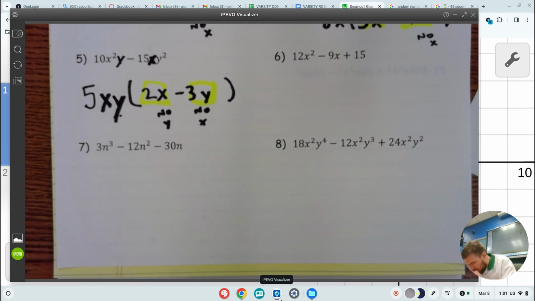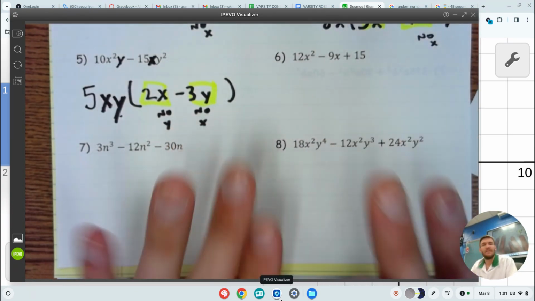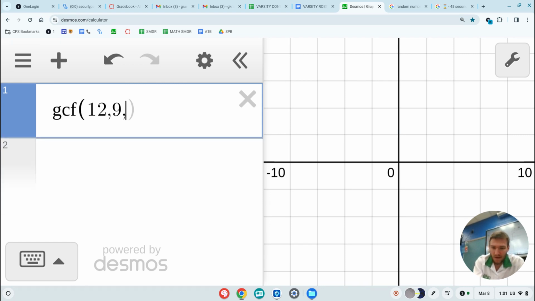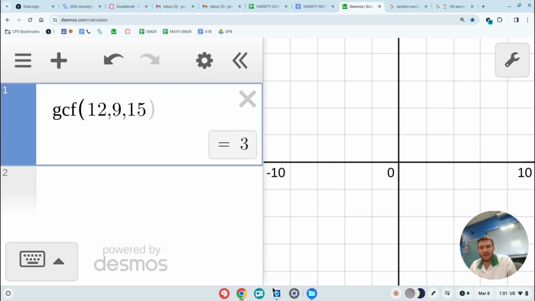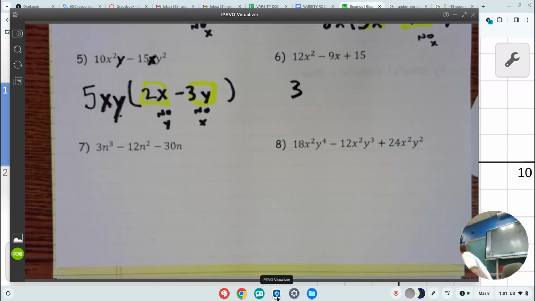All right, we're going to do number 6 together, then I'm going to use some random number generators to see how 7 and 8 go. Doing number 6 together, first of all, looking at these numbers, Desmos, GCF, 12, 9, 15. 3. 3 is our GCF.